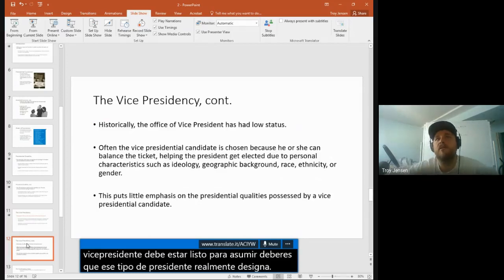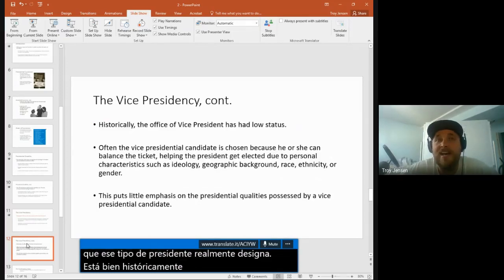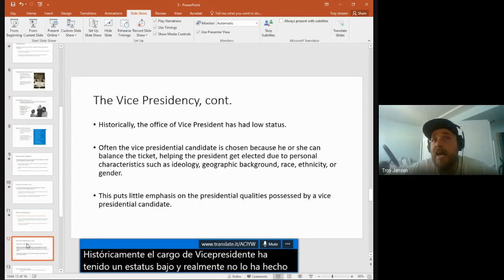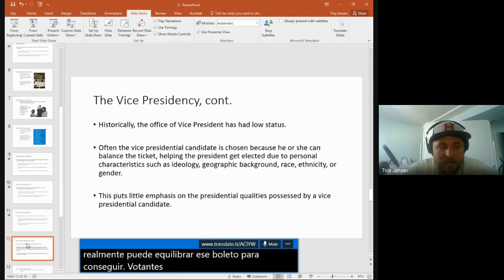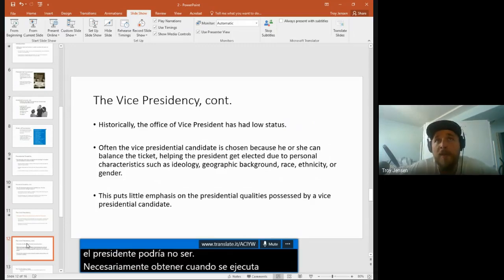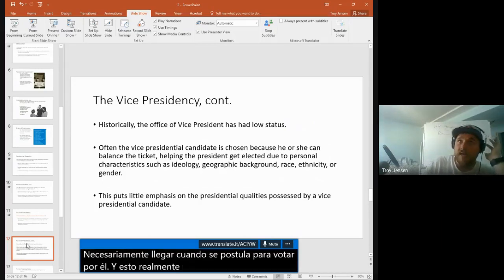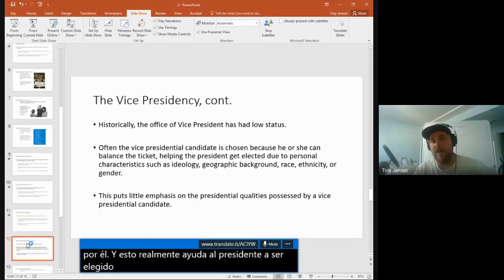Okay. Historically, the office of vice president has had a low status, and it really hasn't come to light until like the 80s and 90s. Often the vice president's candidate is chosen because he or she can balance that ticket to get voters who the president might not necessarily get when running. And this helps the president get elected, due to ideology, geographic background, race, ethnicity, and gender.